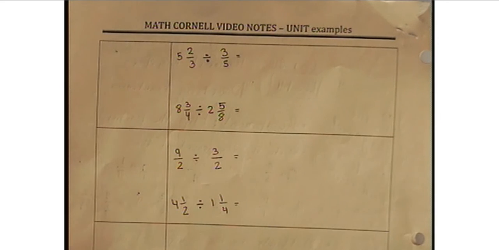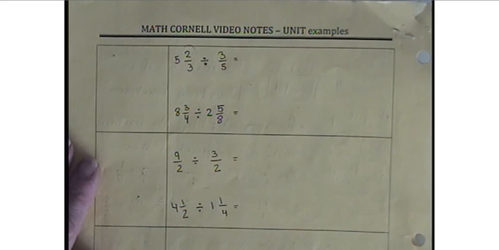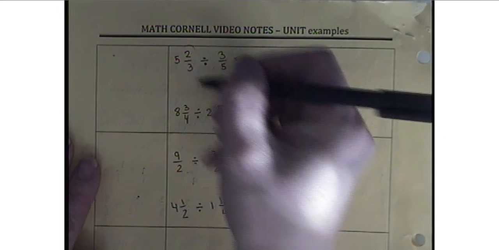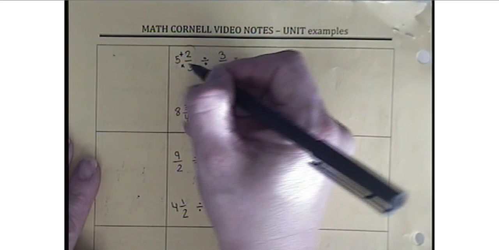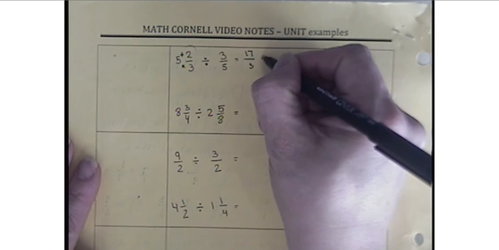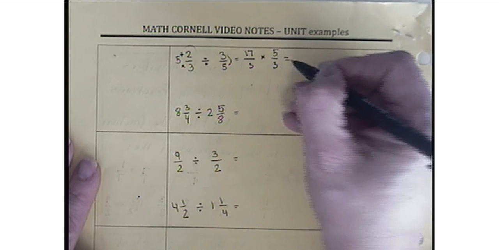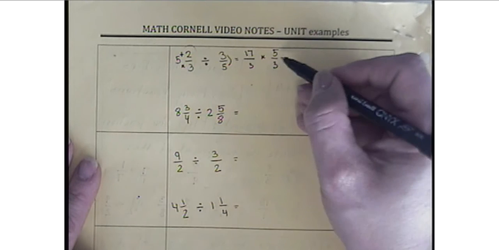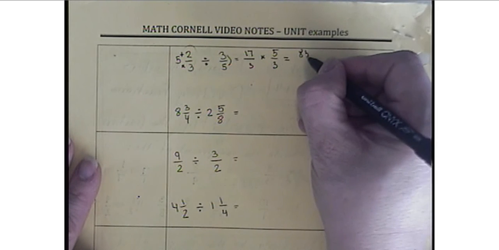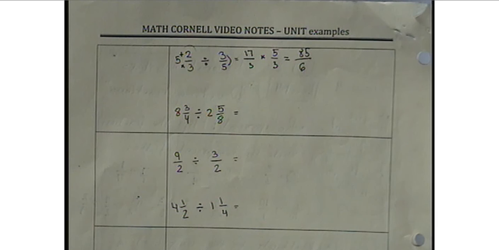So, next example. Mixed number we can't just copy and begin with. What we need to do is convert to an improper fraction. So 5 times 3 plus 2 is 17 over 3, times, flip the numbers, 5 over 3. 17 times 5 will be 85, and 3 times 3 is 9, so 85 over 6. Now we can simplify this.